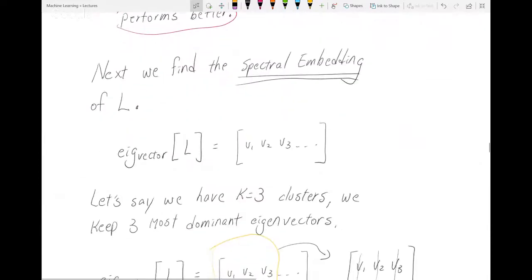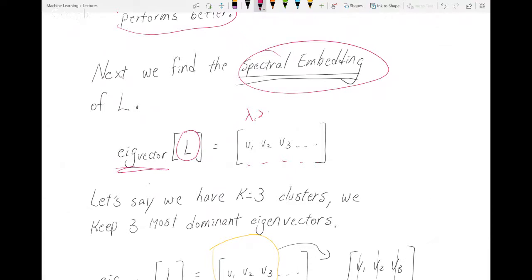Next, we do this thing called spectral embedding. It's pretty easy. You have a matrix L, and we find the eigenvectors, and we sort them such that the eigenvalue here is greater than the eigenvalue here, greater than the eigenvalue here, and so on and so forth. So we take the eigenvalues and sort the corresponding eigenvectors, like here.